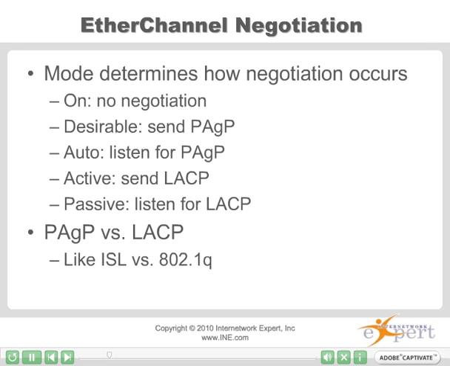We can think of the differences between these as much like ISL versus 802.1Q, an open standard versus a non-open standard method. With PAgP, we have the modes of desirable and auto. With LACP, we have the modes of active and passive. And we'll go ahead and demonstrate both in this sequence of videos. By the way, if you don't want to use these dynamic protocols, we can just use the mode of on, which signals we don't want to use any dynamic negotiation in the formation of our EtherChannels.